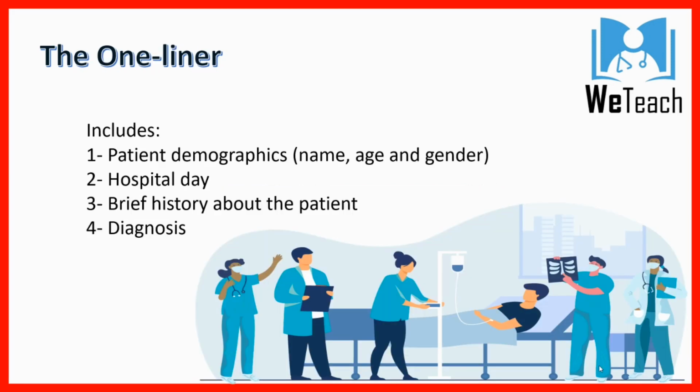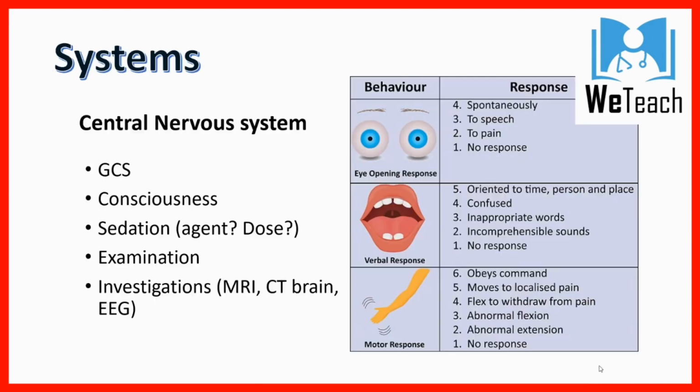So, starting with the one-liner, this is a one-line that describes the patient briefly. So it starts with the patient's demographics, like the name, age, and gender, and then the hospital day, and then you provide a brief history about your patient, concluding it with the diagnosis. Why is the patient in the ICU?